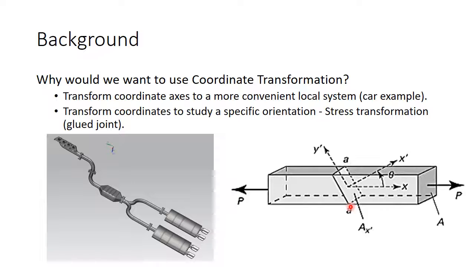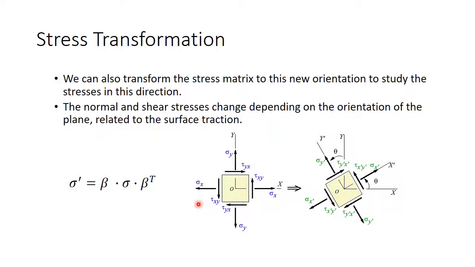This ultimately leads to stress transformation, which is using your coordinate transformation to transform the stresses as well. Any stress state we are given is with respect to a certain orientation. So if you're viewing an object according to this coordinate system, it'll be different than if you rotate it, even though it's the same object under the same stresses. You can transform the stress to any new orientation using this equation here.